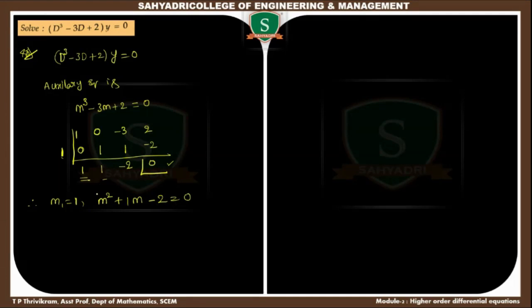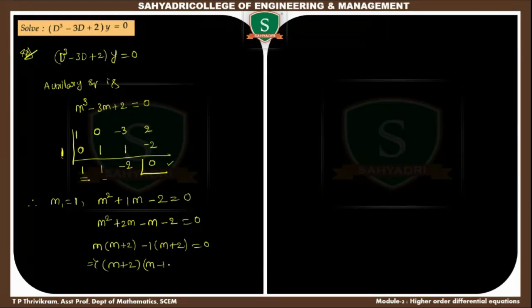So what are the factors for this? We need to find that. If you multiply the m square coefficient and the constant term, you'll get minus 2. Factors of 2 which give the number 1, you have to select. So this will be m square plus 2m minus m minus 2 equal to 0. If you take m common, you get m plus 2. If you take minus 1 common, you get m plus 2 equal to 0, which implies m plus 2 into m minus 1 equal to 0.